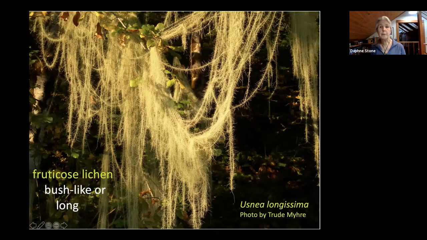So back to our three main groups of lichens. This is the second group, fruticose lichen. Fruticose lichens are bush-like or long. And you'll notice that fruit isn't spelled like apples and oranges. It's F-R-U-T, which is the Latin root, means bush. This is Usnea longissima, and you'll see it around near creeks and rivers in Oregon.